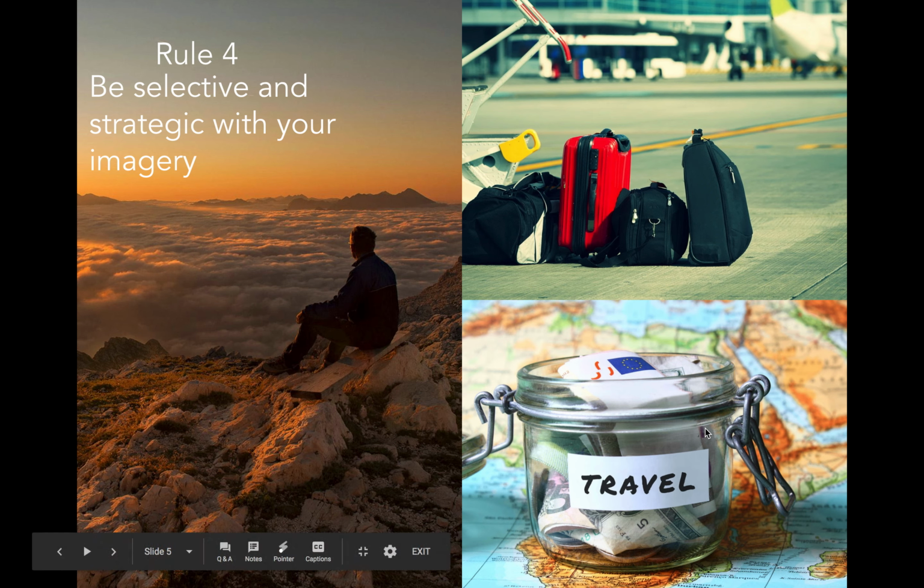And same thing down here. This isn't representing where you went or what you did. It's not giving the audience a look into the story that you're telling. And it kind of just looks like a generic stock image.